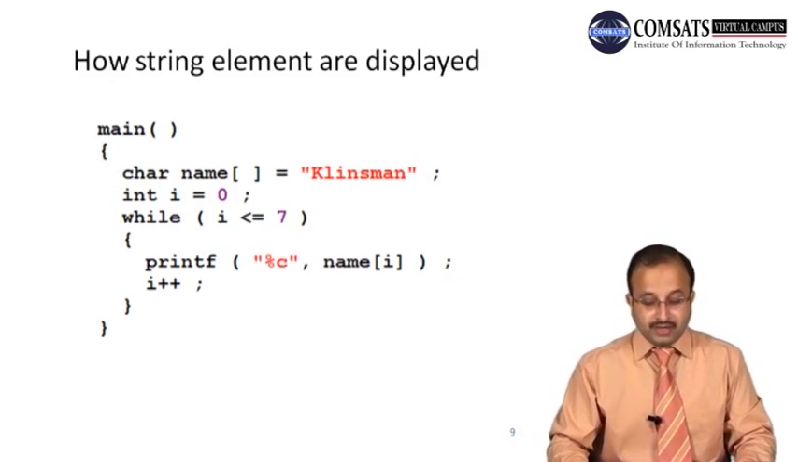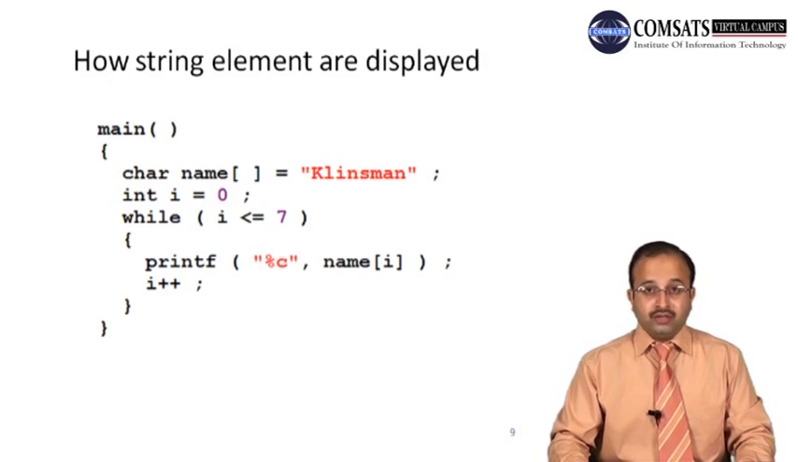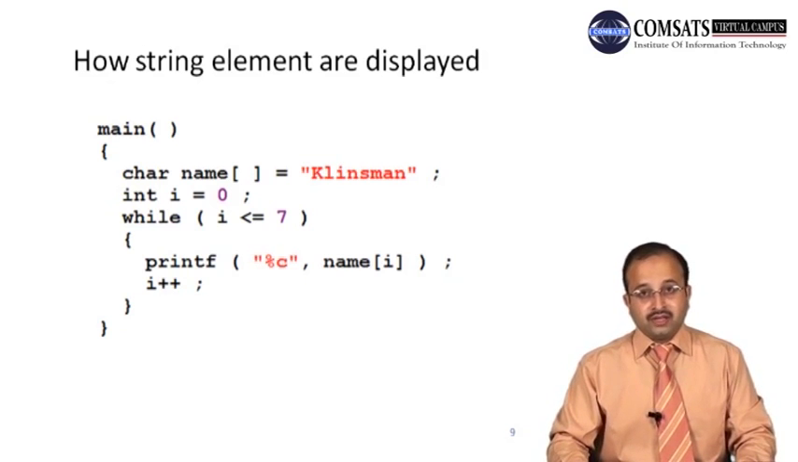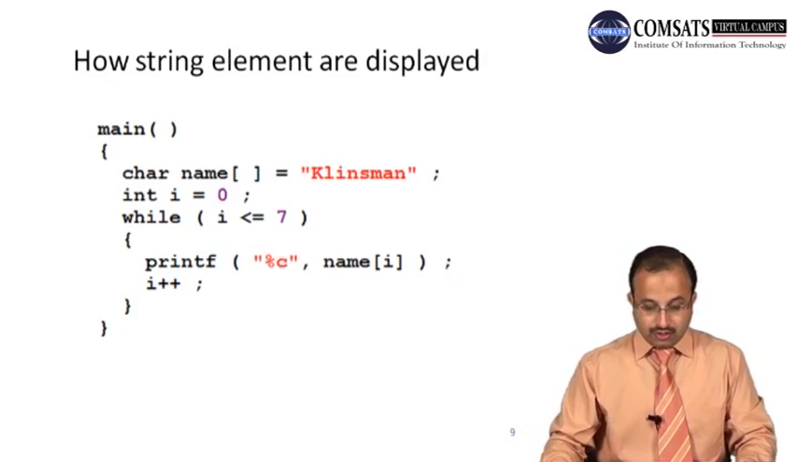It will not print the null character. Why? Because the null character is actually not part of the string. The characters before it are the part of the string. The null character is there to tell that the string terminates here. Right? Let's go and see the program.